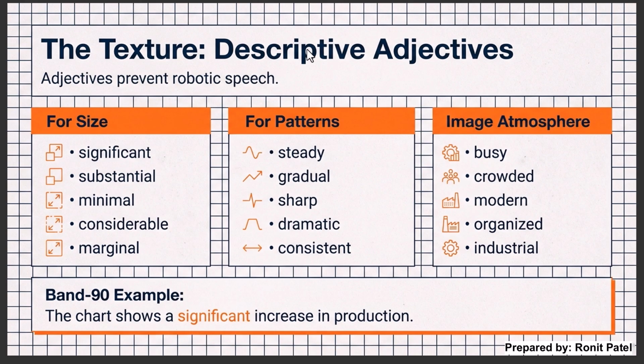A band 90 sentence is provided below. The chart shows a significant increase in production. Now, why should such statements be utilized? Because it consists of a formal noun, chart, an academic verb, shows, and a precise adjective, significant.